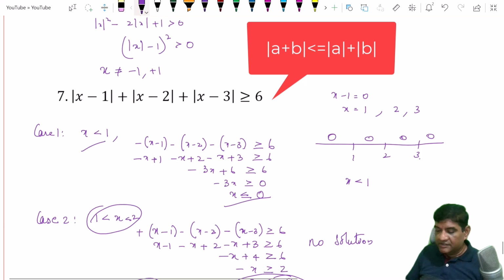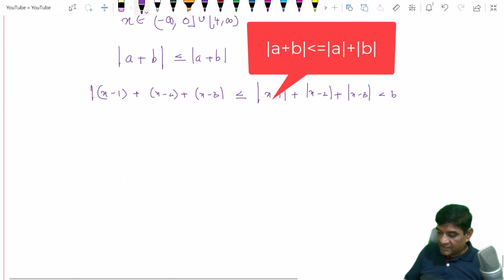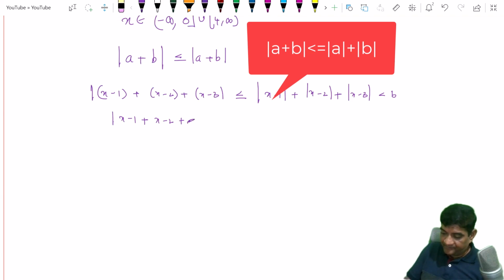So here the question talks about greater than or equal to, but I'm considering this. So let's see, what does this mean? This simply means that mod of x minus 1 plus mod of x minus 2 plus mod of x minus 3 is less than 6, which means mod of 3x minus 6 is less than 6.